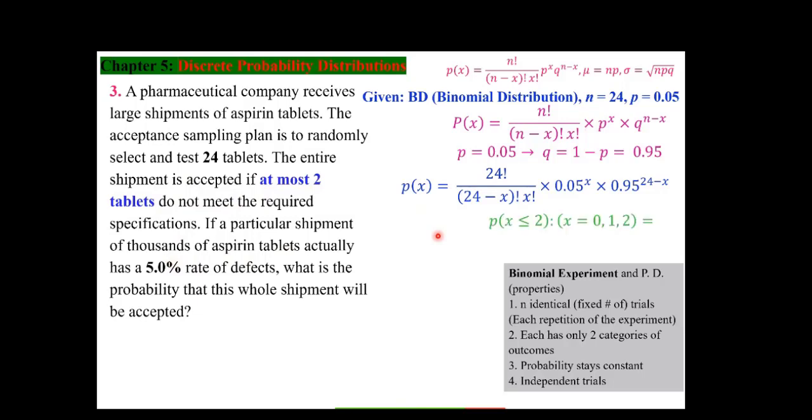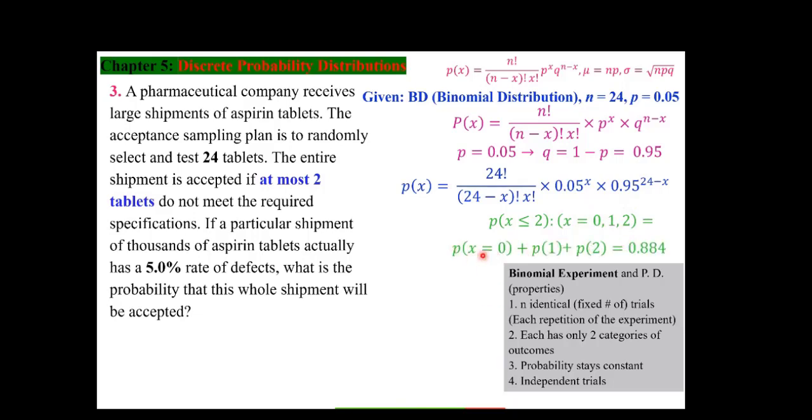So probability of at most 2 tablets, that means probability of X less than or equal to 2. So when X is 0, you plug in 0 instead of X and you calculate. When it's 1, you plug in and calculate. When it's 2, you plug in and calculate. So you want the probability of X equals 0 plus the probability of X equals 1 plus the probability of X equals 2. And I'm assuming everybody can do that.